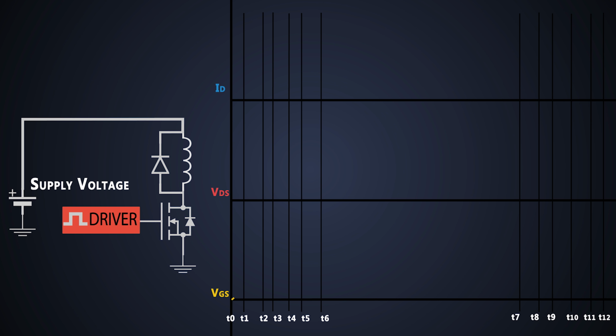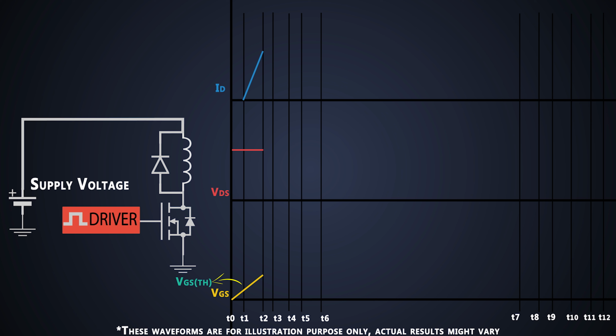At time t0, we give a gate to source voltage to the MOSFET, which increases gradually, and it charges the input capacitor of the MOSFET through the internal resistance of the driver circuit. At time t1, the gate to source voltage of the MOSFET reaches the threshold voltage, causing current to start flowing in the drain. In period t1 to t2, the drain current increases in proportion to the gate to source voltage, but drain to source voltage stays constant due to this diode. At time t2, the MOSFET carries the entire load current. In this, the reverse recovery current of the diode is also added, so the drain current increases further.